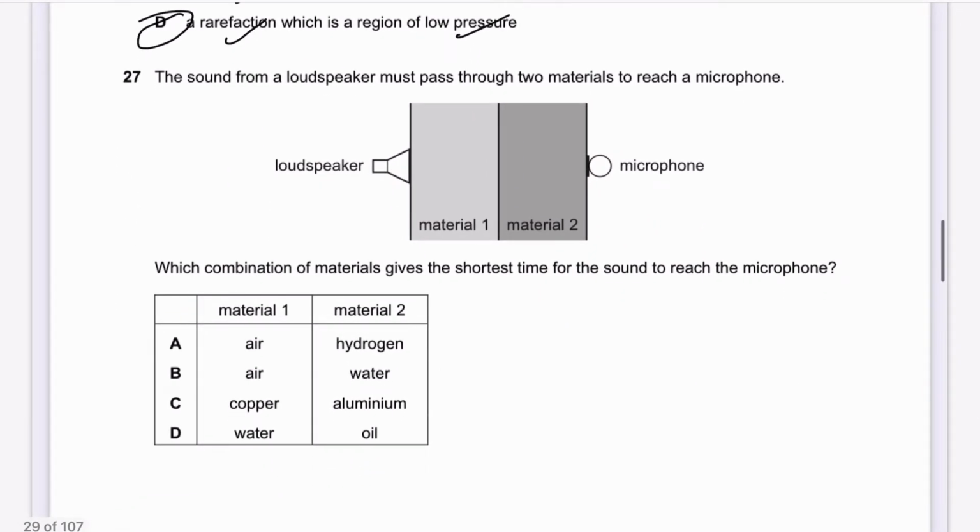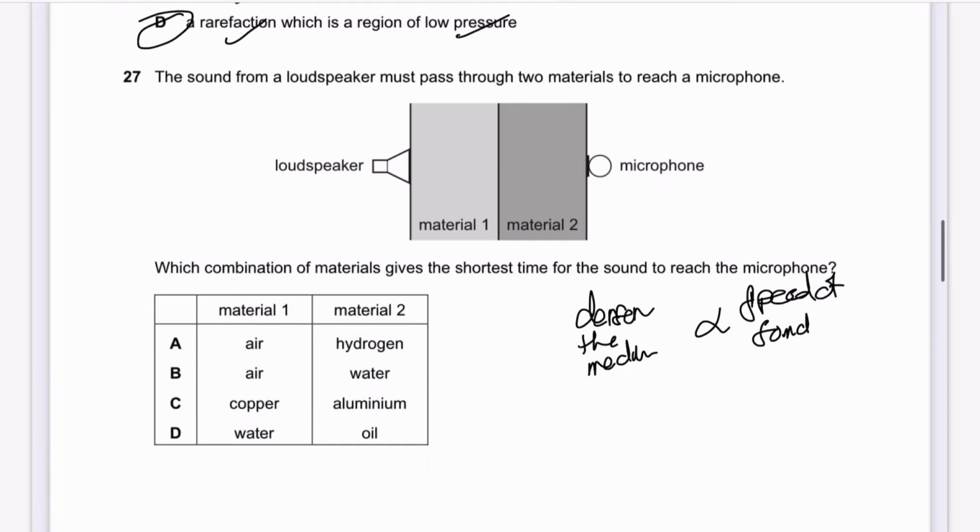Number 27. The sound from a loudspeaker must pass through two materials to reach a microphone. Which combination of materials gives the shortest time for the sound to reach the microphone? Now, sound waves are medium waves. Therefore, the denser the medium, the more the speed of sound, because it has more molecules for it to vibrate and pass the sound through.